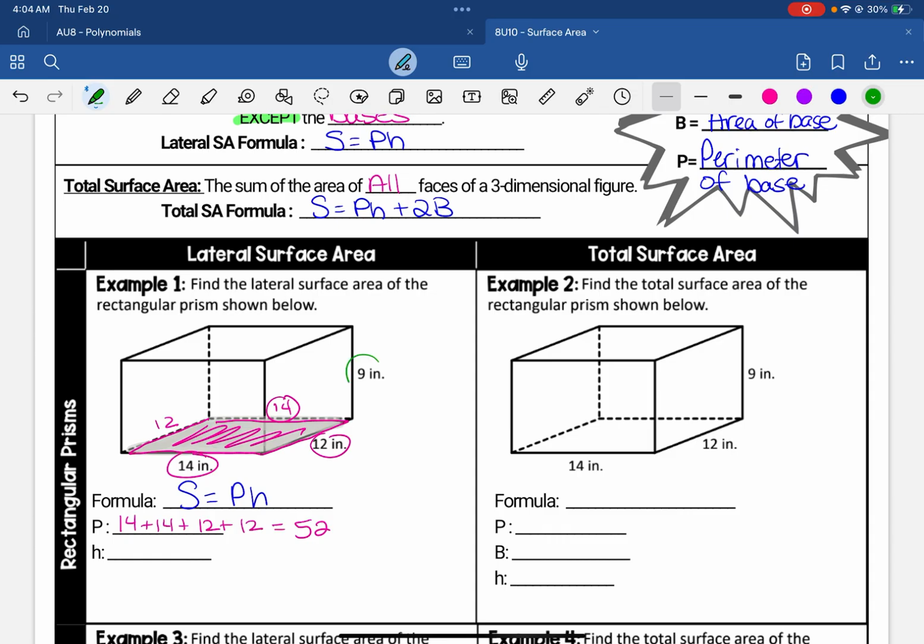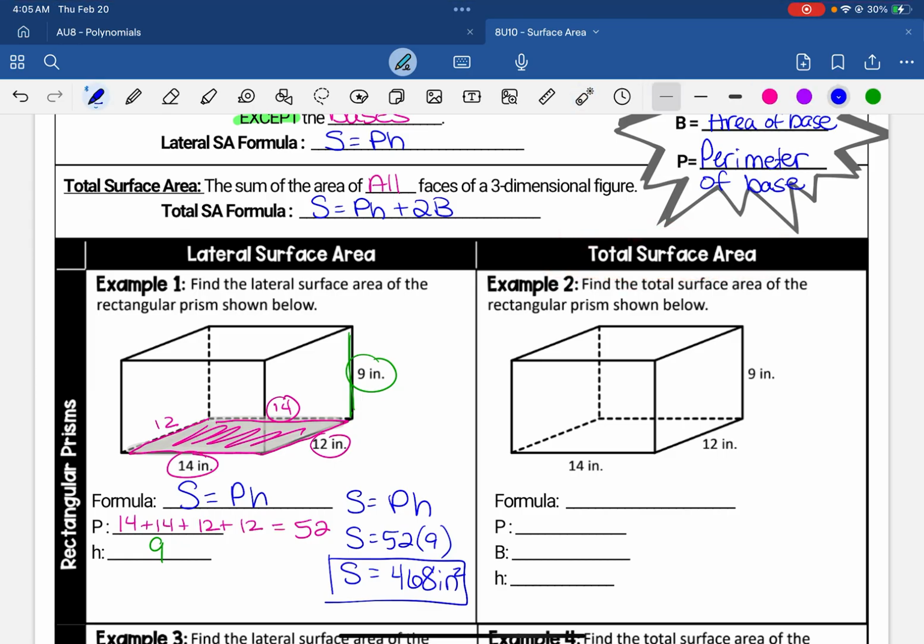And then the height of our prism right here is 9. Because our formula says surface area is the perimeter of the base times the height, I'm going to be taking 52 times 9, and when I multiply that together, 468 inches squared. We are talking about area, so we are still working in squared inches.